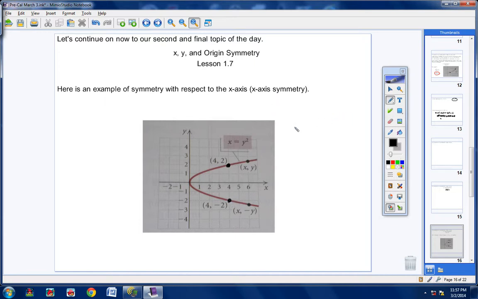So what I could do, if I told you a bunch of points, you could find the points down here just by changing the sign of the y value. That'll always be true on x-axis symmetry. Okay, let me say that again. If you have an ordered pair and you have x-axis symmetry, you'll know another ordered pair just like that by changing the sign of the y. That will always be true, okay? So this is a picture of x-axis symmetry.